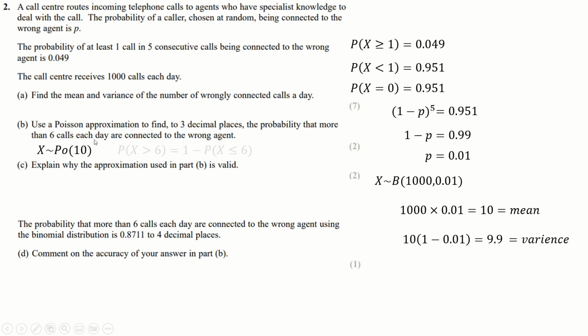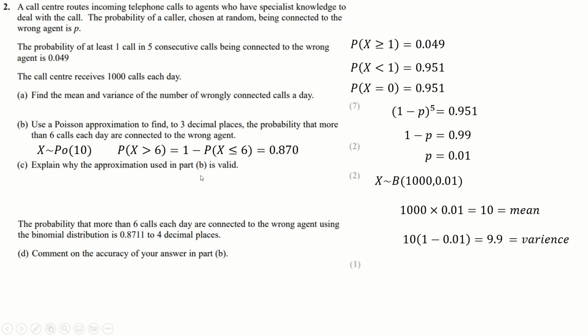More than 6, so we're looking for the probability of more than 6, which is the same as 1 minus the probability of less than or equal to 6, and we can just use that in a calculator, right? Just find Poisson CD and type in lambda as 10, and you're looking for X to be 6, and the calculator will give you this.